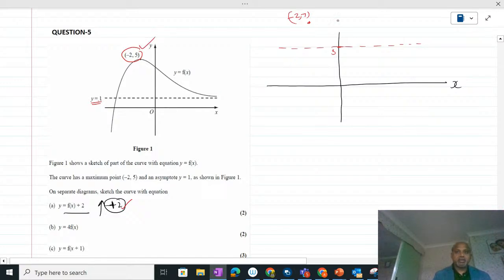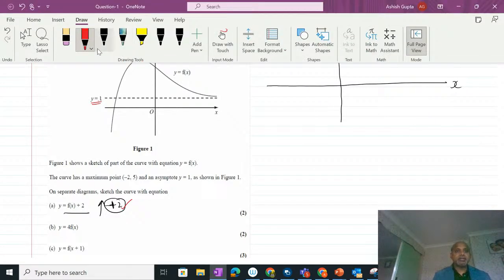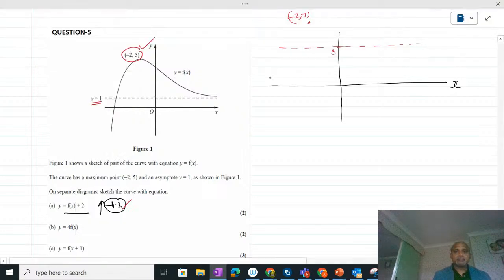Okay, so the curve will start. Let me draw this line. So the curve is starting from here and it will go parallel to the asymptote y equal to 3. So this is your answer for question number 1, A part, 2 marks. Okay, so A is done.